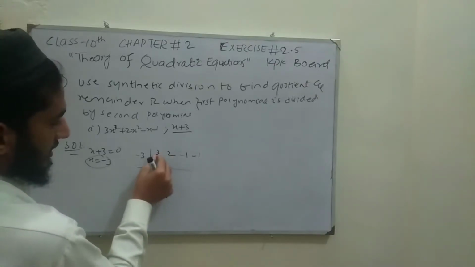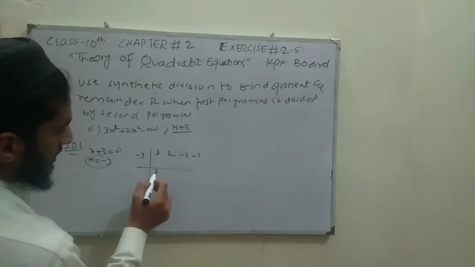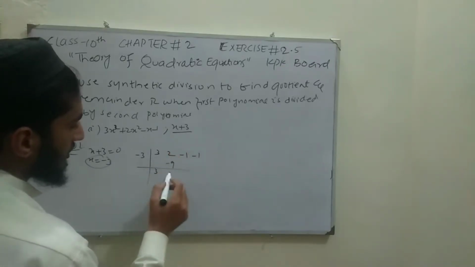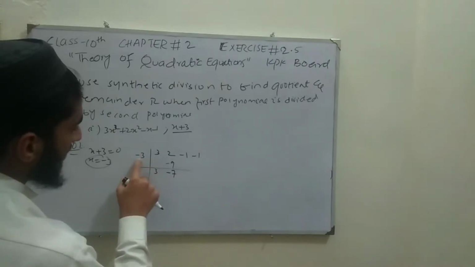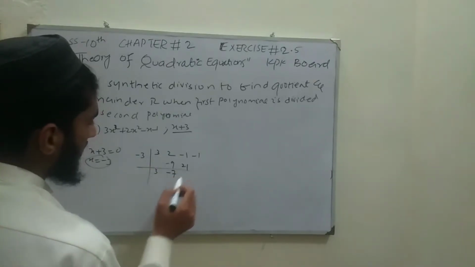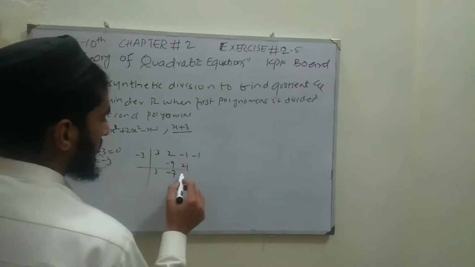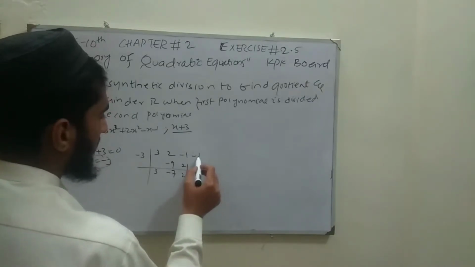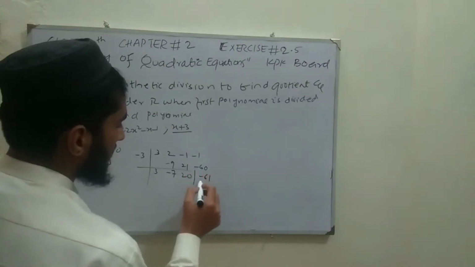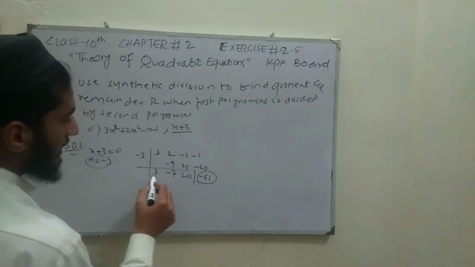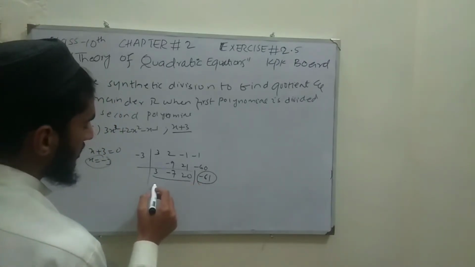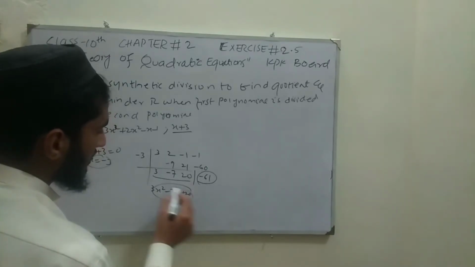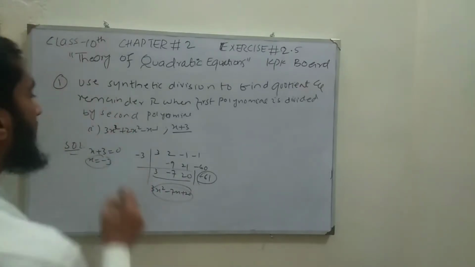In synthetic division, the first number comes down the same, here 3. Then we multiply minus 3 with this, it gives us minus 9. Then we add these two numbers, it gives us minus 7. Then multiply minus 3 with minus 7, it gives us 21. Then add 21 with minus 1, it gives us 20. Multiply minus 3 with 20, it gives us negative 60. Add minus 60 with minus 1, it gives us minus 61. So minus 61 is our remainder, and we can write the polynomial 3x squared minus 7x plus 20. This is our quotient, and minus 61 is the remainder in case of part 1.